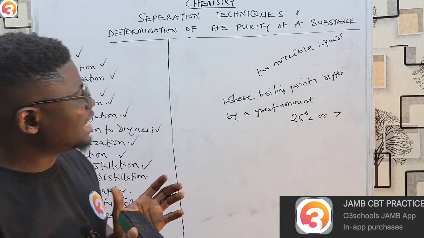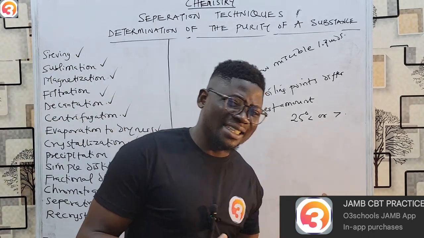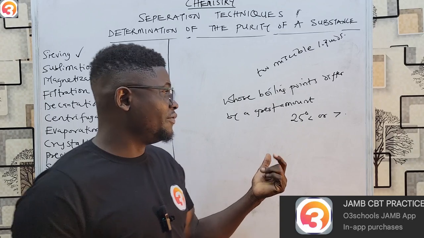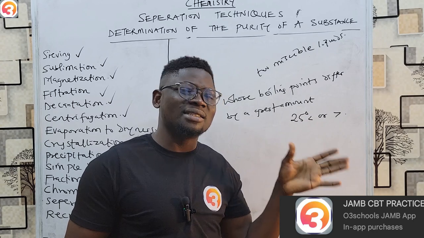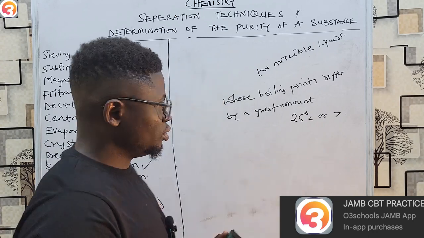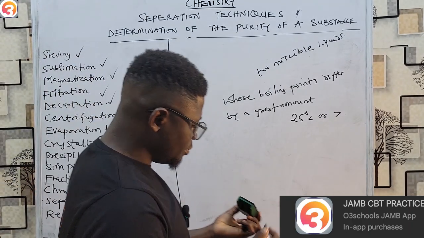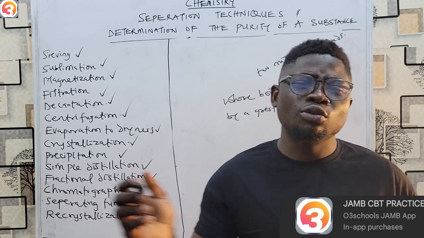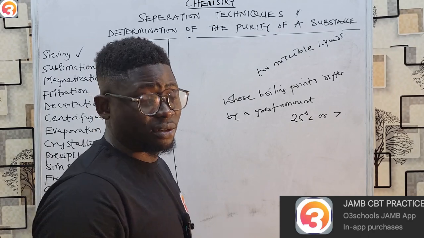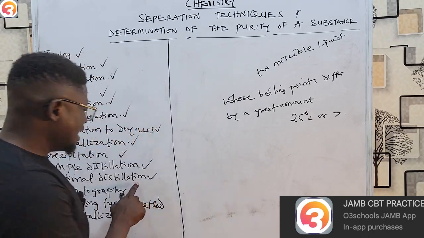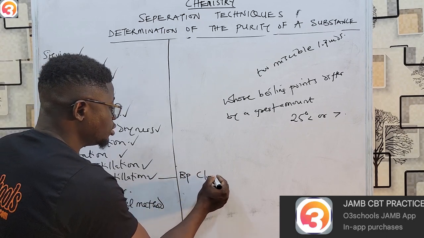So when you are looking at whether it is simple distillation or fractional distillation, whenever you see temperature, look at the temperature that you are using to separate. If it is 25 degrees Celsius or more, know that simple distillation is the best suitable separation technique to use. Fractional distillation is also used to separate two miscible liquids whose boiling points are close together, usually less than 25 degrees Celsius.